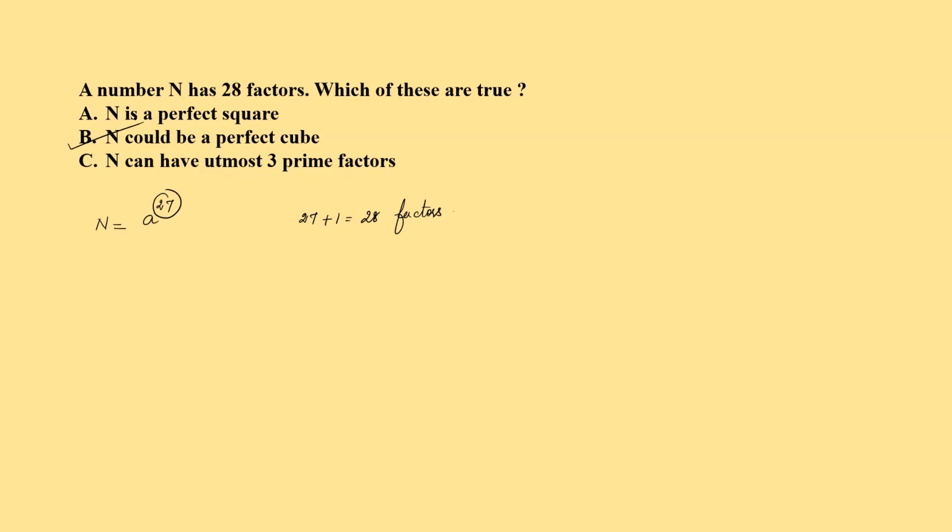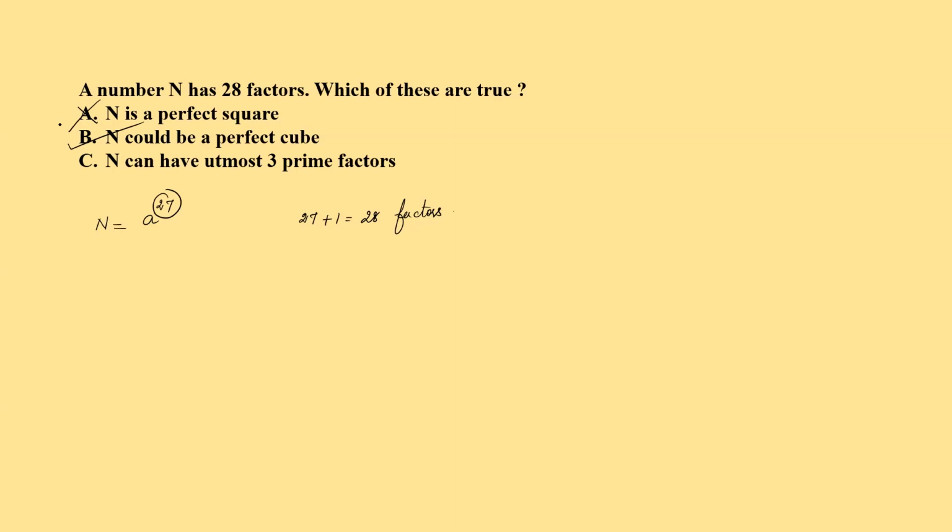But option A says that n is a perfect square. So if n is equal to a to the power 27 is a possibility, right? So perfect squares, what kind of power should they have? They should have an even power, right? The power should be a multiple of 2. But in this case, is it a multiple of 2? No, it is not. So n is a perfect square, which has been given as a definite statement, is not true. Now let us go with C. N can have at most 3 prime factors. Now I haven't gone with the further options here.